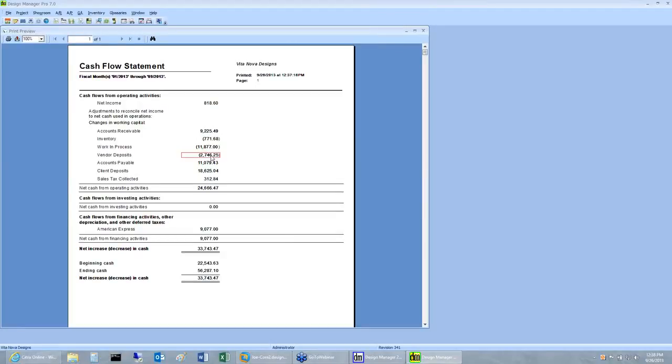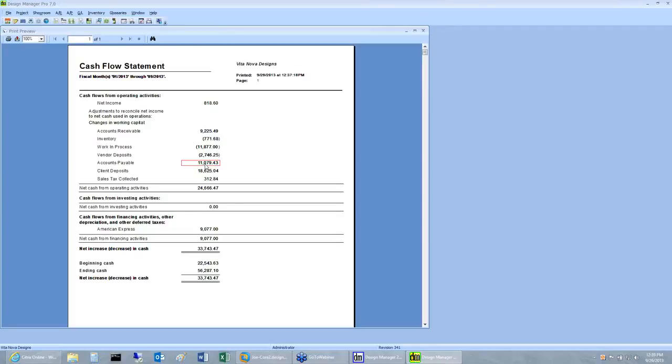Vendor deposits you've paid out as well. Your accounts payable needs to be taken into effect. Your client deposits, because that's stuff coming in. Now, why is the accounts payable a positive number here? That's because you've realized that expense. In other words, you've entered the bill that you owe the vendor. So when you purchased that carpet and did that carpet install, you may have paid for the carpet, but you may not have written a check to them yet. So nothing has affected cash yet.